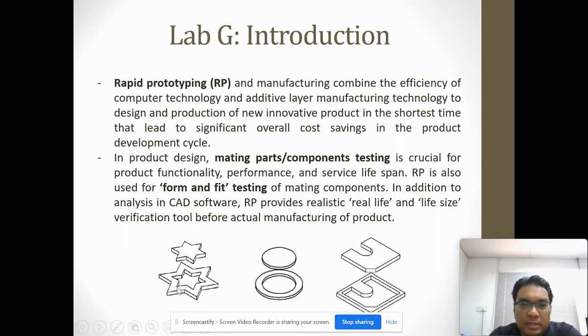This is an example of what you will go through after this, by printing one of these three products or parts. When you design using the CAD software, you can directly print it, before you decide on mass production of the product, for example using injection molding and so on.